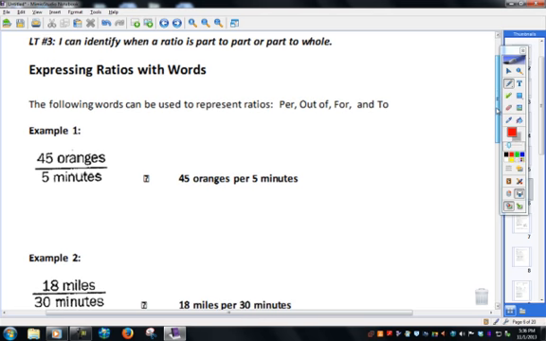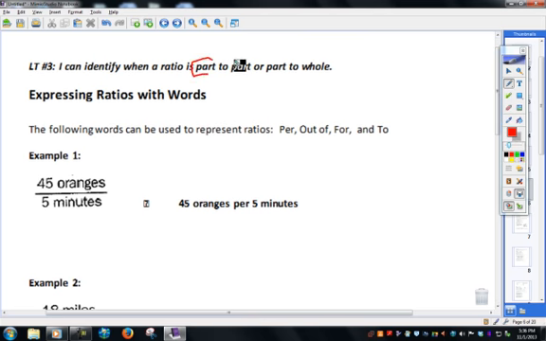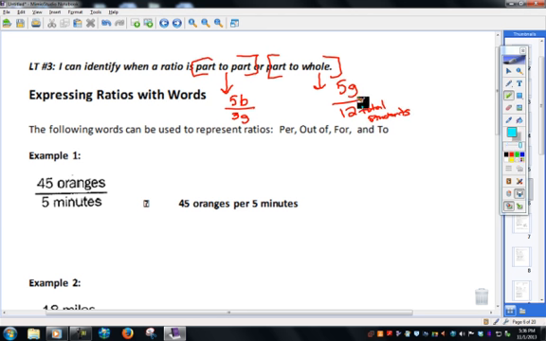Now, we have to understand what a part to part and what a part to whole ratio is. There are two different types. I would like everybody to please write this. A part-to-part ratio would be, to keep it basic, like 5 boys to 3 girls. I'll come back to that in a minute. Let me give you an example of a part to whole: 5 girls to 12 total students. This right here is a part to whole.